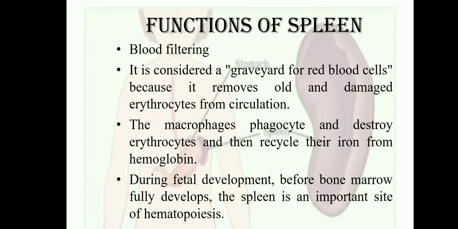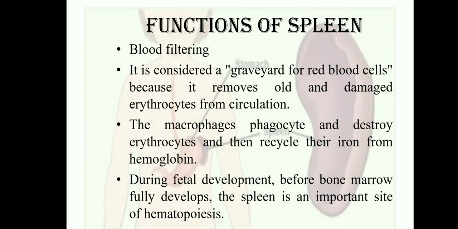Now we will discuss the functions of the spleen. What is the importance of the spleen in the human body? The most important function performed by the spleen is blood filtration. It is responsible for the filtration of the blood. This means the spleen traps any type of antigen or foreign particle present within the blood. Due to that, the main function of the spleen is blood filtration.